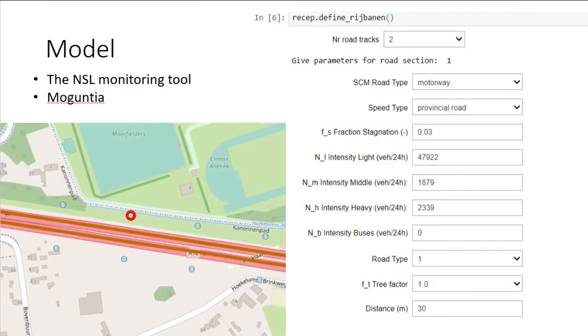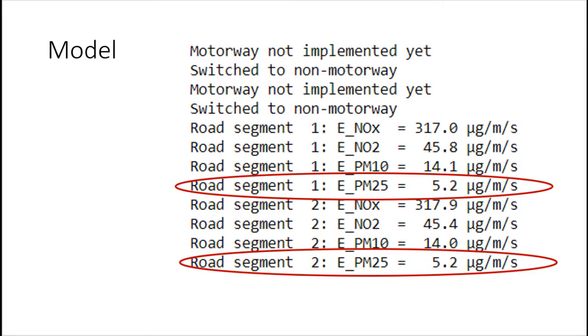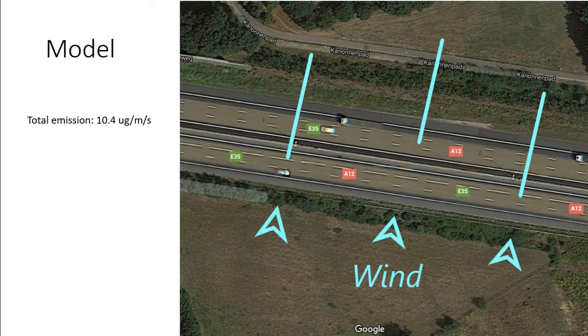Finally, for the model, we wanted to use the Gaussian plume model, and we approached the road as a line source. But to use this model, we first needed the source strength. We determined the source strength by using the NSL monitoring tool. With this tool, you can calculate the emission. The emission was 5.2 micrograms per meter per second for particulate matter 2.5. We added the source strength of 2 road segments together because the wind is perpendicular to the road, and then the source strengths add up.